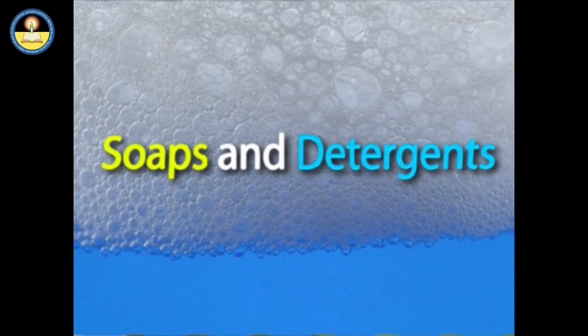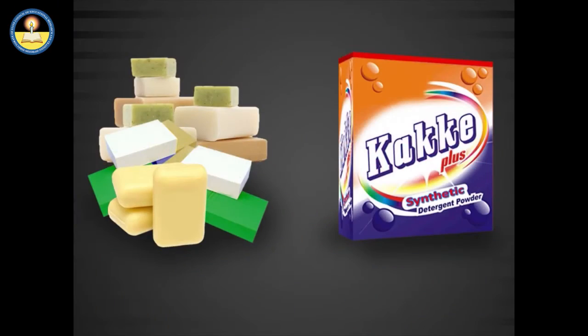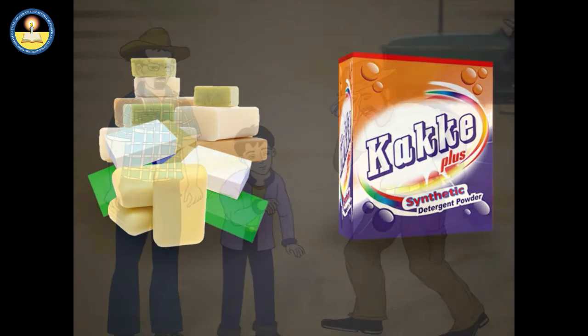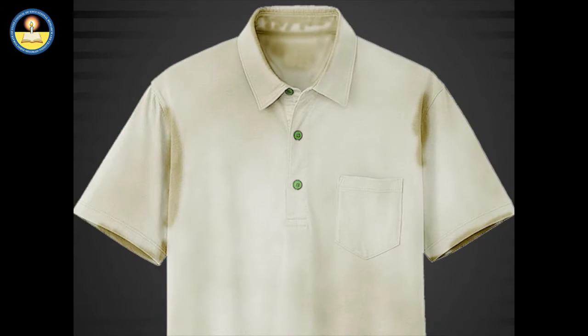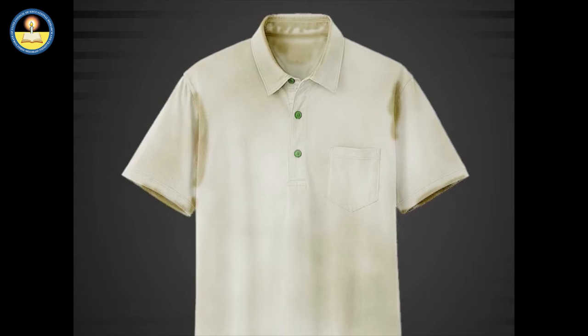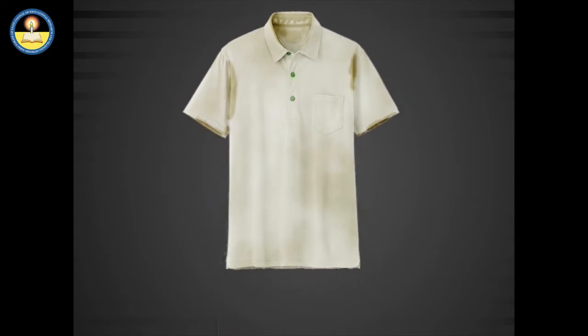Soaps and detergents. Soaps and detergents are used for washing dirty clothes. Our body secretes oil and grease which sticks to the clothes we wear. The oil or grease stains on the clothes attract dirt particles and make them dirty.